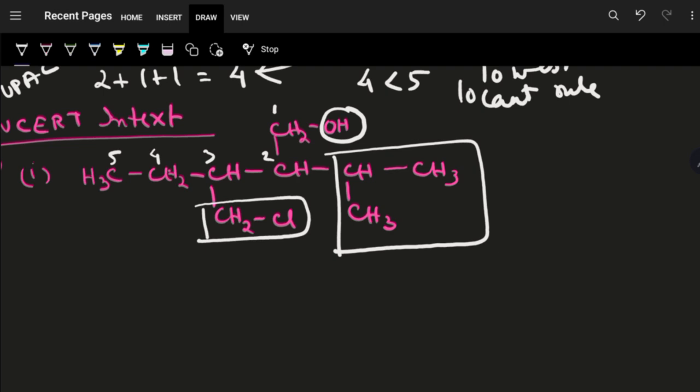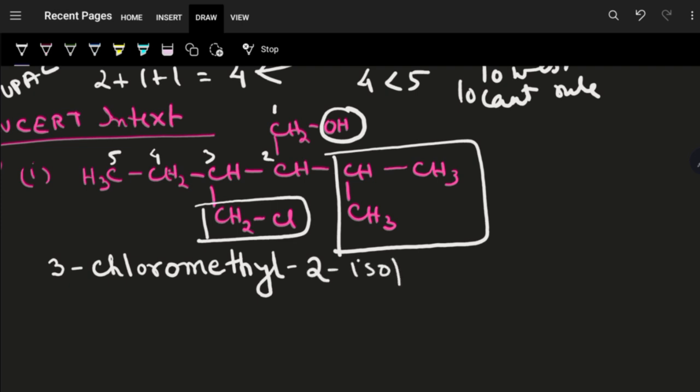So here we can say it is 3-chloromethyl, because C comes first. So I will say 3-chloromethyl. Then at position 2 there is isopropyl, and then 5 carbon atoms, pentan, with position 1 having the OH.